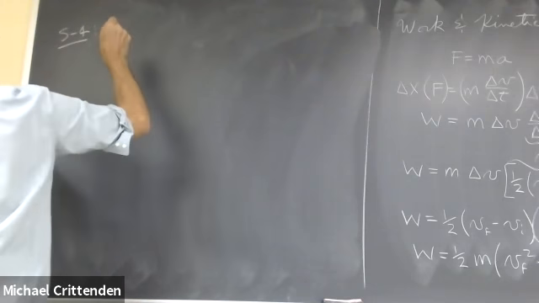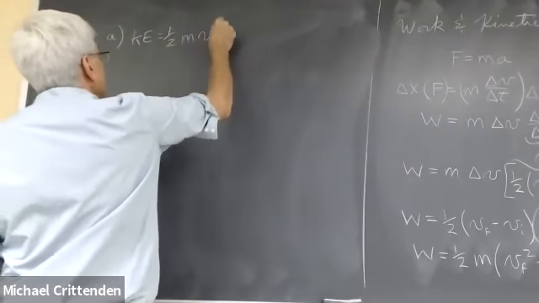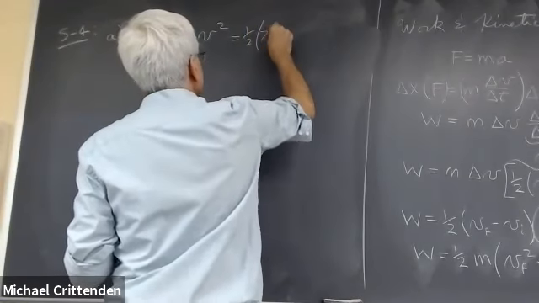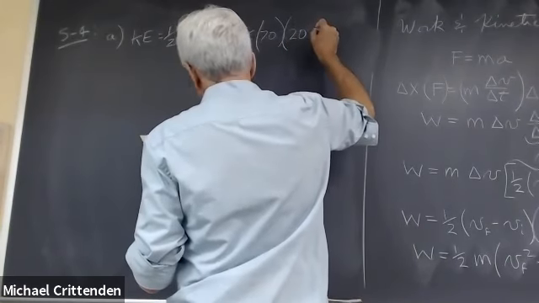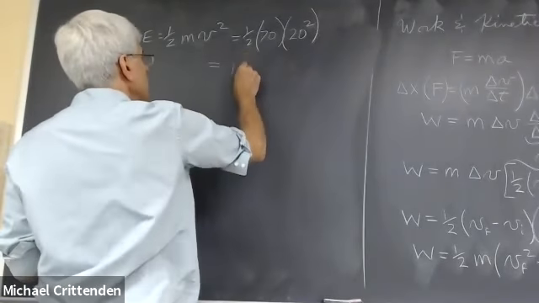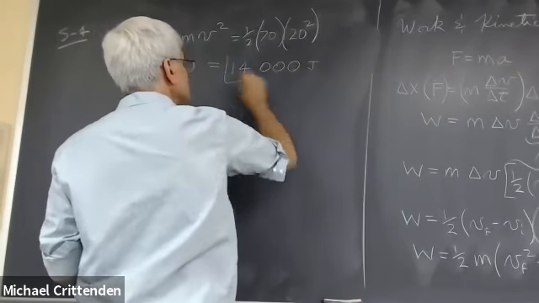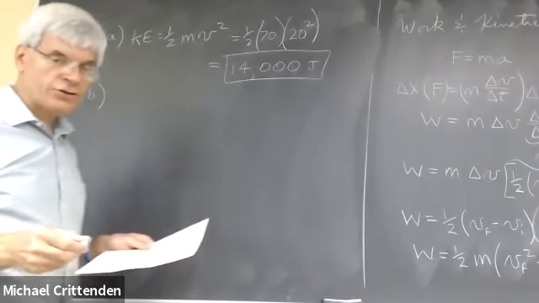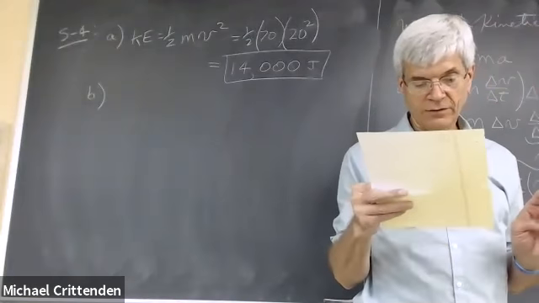Part A. Energy equals 1/2 mv squared. Your mass is 70 kilograms. Your speed is 20 meters per second. And this is pretty much just a plug and chug calculation. 14,000 joules. That's how much kinetic energy this person has as they go down the road at this speed.